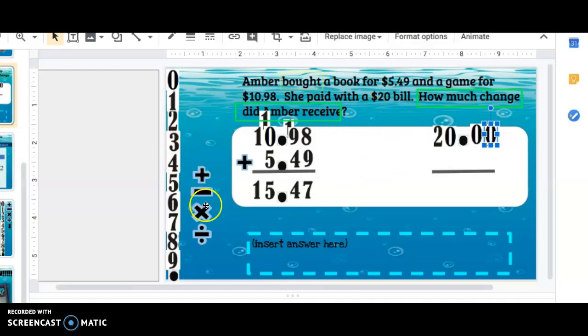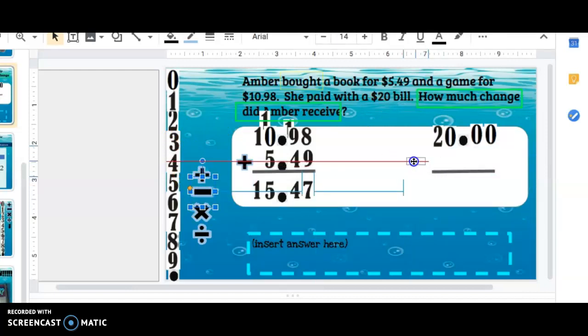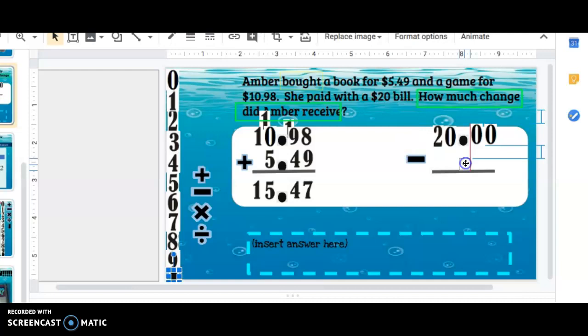Then we said we were subtracting, and what you want to make sure you do when subtracting decimals is line up your decimal point. And once you've lined up your decimal point, now you're looking at $15.47, and you're lining up your place values. So you have your 1 in the 10 spot, so I'm going to put my 1 in the 10 spot. You have your 5 in the 1 spot, so you're going to put your 5 in the 1 spot. You have your 4 in the tenths spot, so you're putting the 4 in the tenths spot. And you have your 7 in the hundredths spot, so you're going to put the 7 in the hundredths spot.